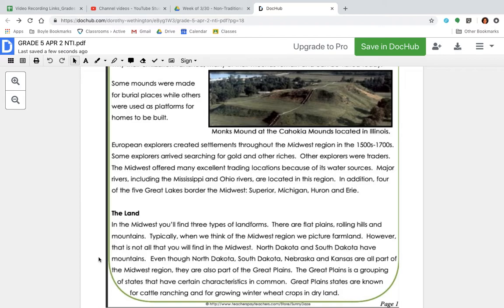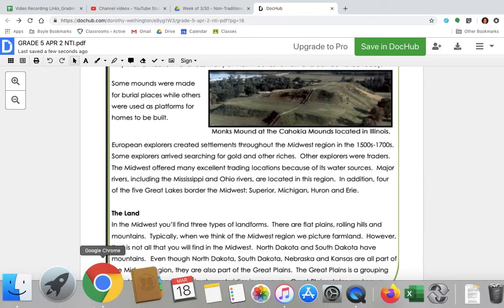Even though North Dakota, South Dakota, Nebraska, and Kansas are all part of the Midwest region, they are also part of the Great Plains. The Great Plains is a grouping of states that have certain characteristics in common. Great Plains states are known for cattle ranching and for growing winter wheat crops in dry land.